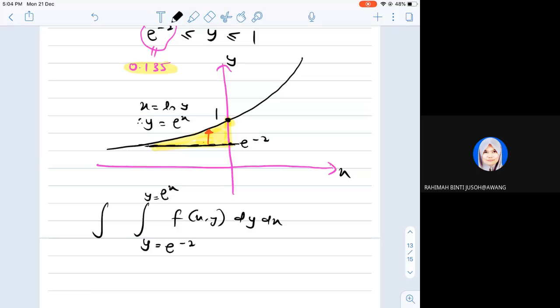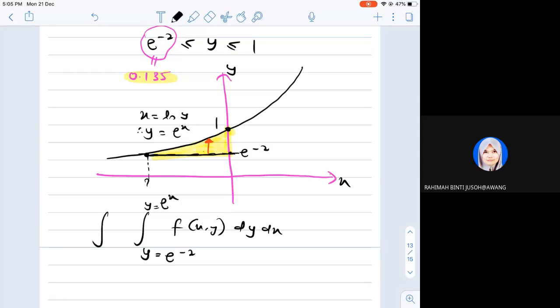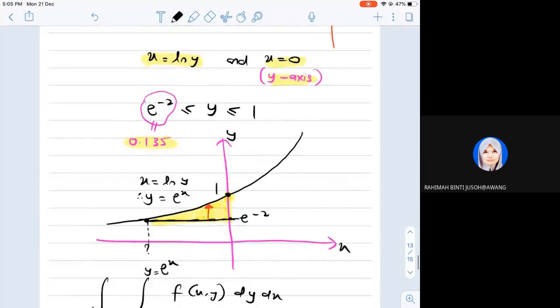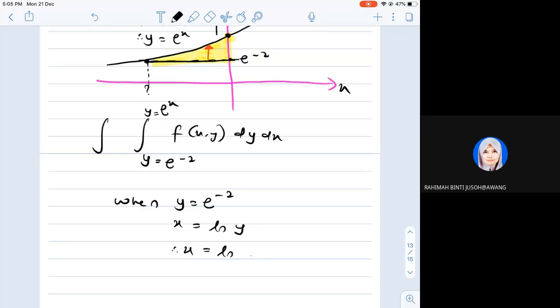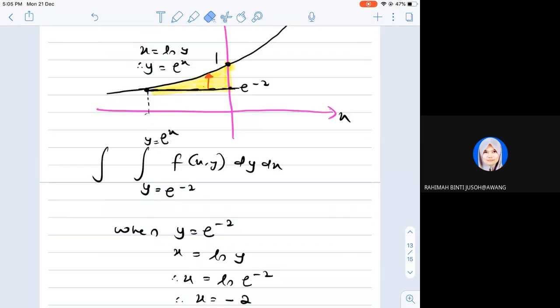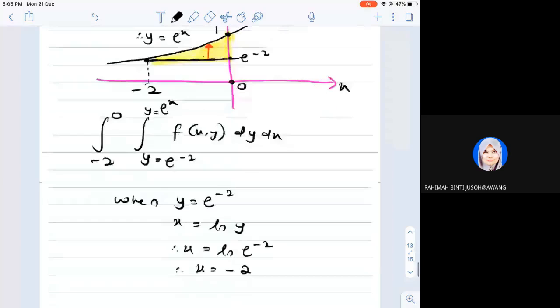Now guys, what is the limit of x? We need to know this point, so how do we find this coordinate? We have to equate. When y equals exponent negative 2, we know that x equals ln y, so x equals ln of exponent negative 2. We will have x equals negative 2. So here should be negative 2. So what's the limit of x? x equals negative 2 until 0. Understand guys?